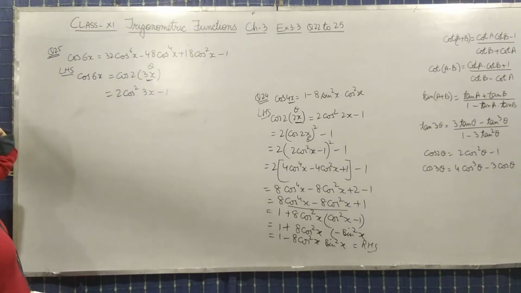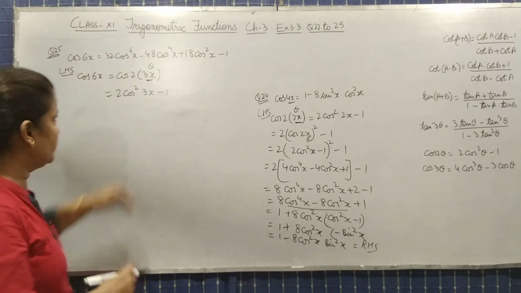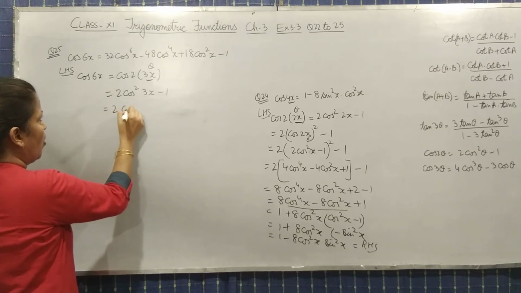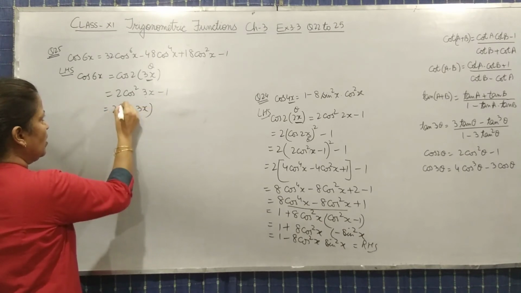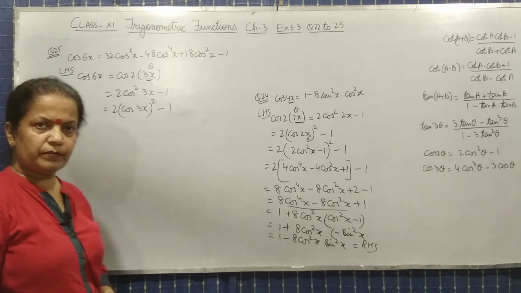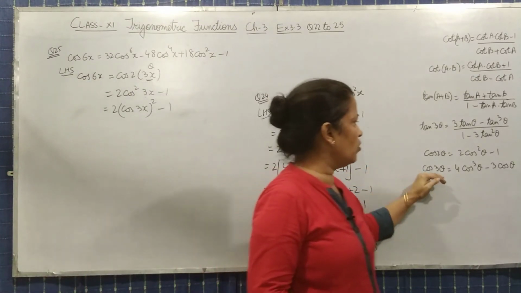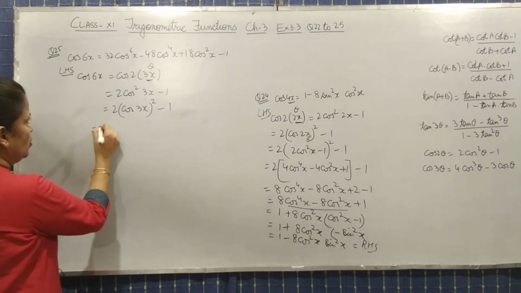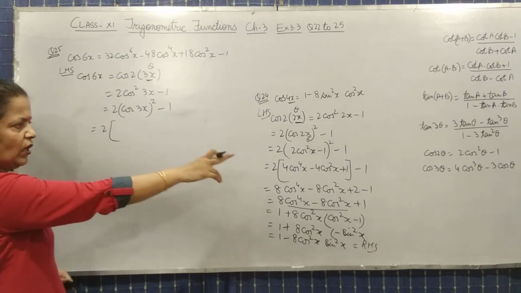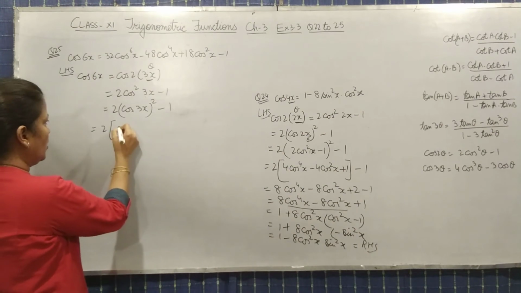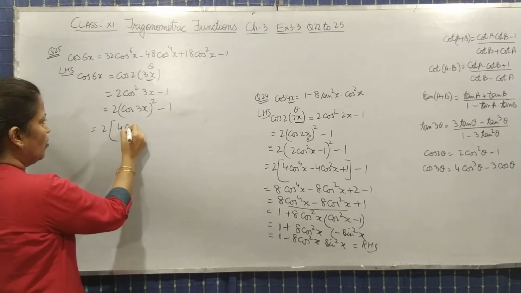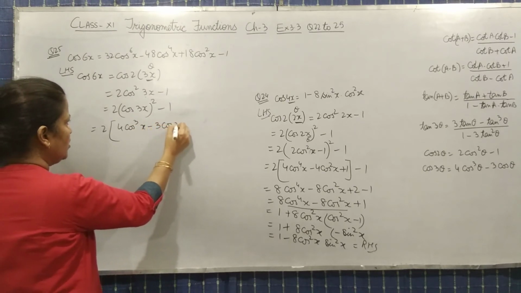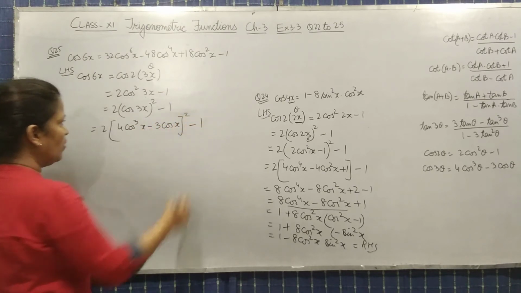What will you do now? Tell me. You have to remove this 3. So cos 3x, we can write the whole, minus 1. Now you will use the cos 3 theta formula. So it will be 2 times, the formula is 4 cos cube theta, so 4 cos cube x minus 3 cos x, whole square, minus 1.